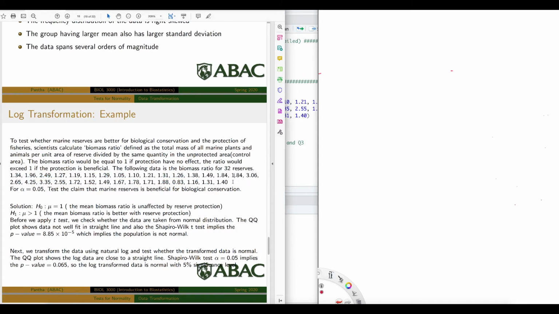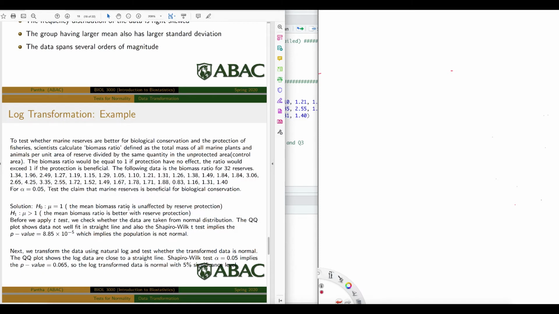So there are two types, right? One is when sigma is given, that is, we use the z-test, and when sigma is not given, we use the t-test. Since sigma is not given here, we will be using the t-test. Before we apply the t-test, we check whether the data are taken from a normal distribution or not. The QQ plot shows the data do not fit well on the straight line, and the Shapiro-Wilk test gives a p-value of 8.85 times 10 to the negative 5, which implies the population is not normal.